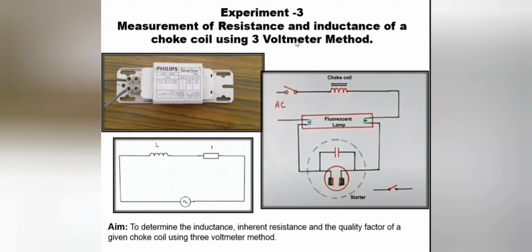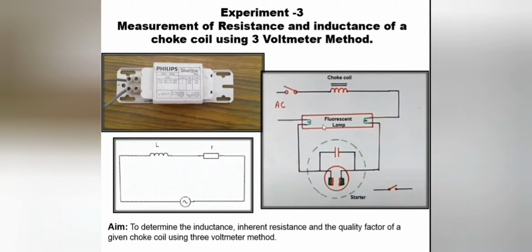Conducting the third experiment in the basic electrical engineering lab, that is measurement of resistance and inductance of a choke coil using the 3 voltmeter method. An inductor, also known as a choke coil or a reactor, is a passive two-terminal electrical component that stores energy in a magnetic field when electric current flows through it.